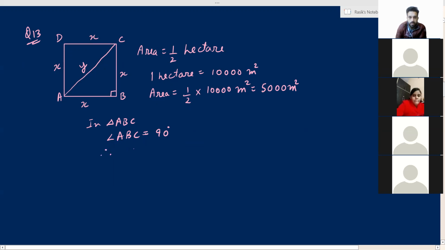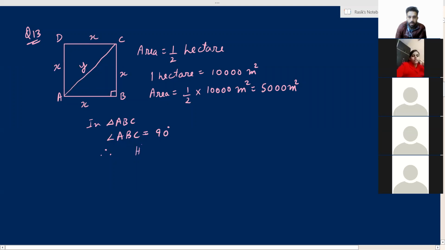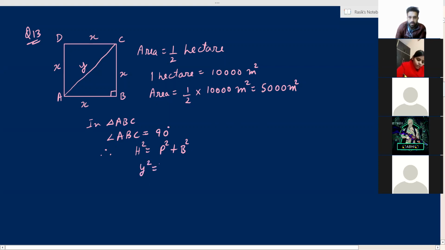Therefore, now we can use Pythagoras theorem in the triangle ABC. Hypotenuse square is equal to perpendicular square plus base square. Hypotenuse is y in this case, and perpendicular is x, base is also x.